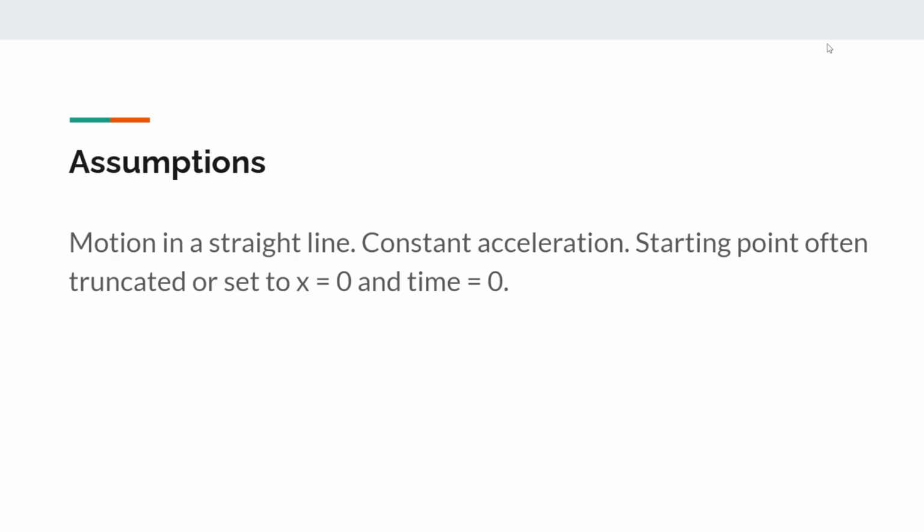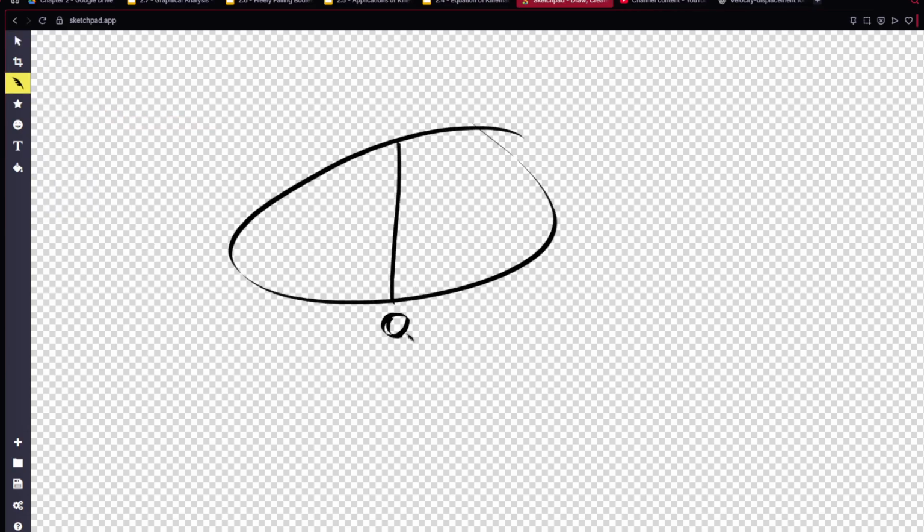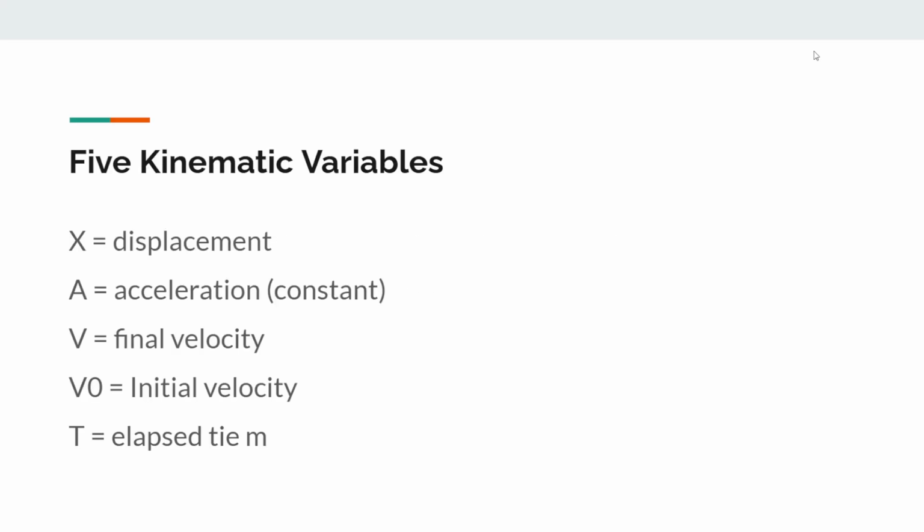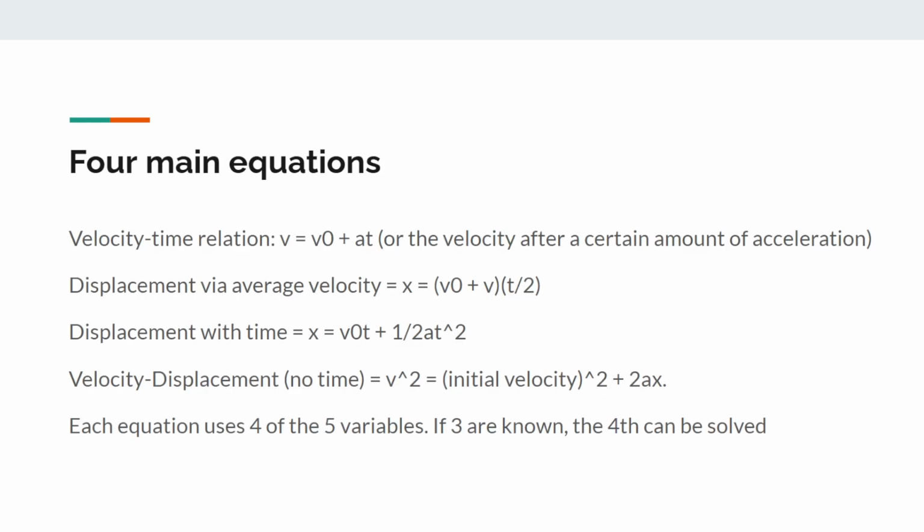So it's typically truncated or set to x equals 0, which is also displacement. So the position is also set to 0. So if you start on a racetrack halfway, we're not going to say you're halfway around the racetrack. We're going to set that at your starting point, or 0. So logic there, really quite easy, simple. Time 0 as well. 5 kinematic variables: x equals displacement, a equals acceleration, which is constant with these kinematic equations. I'm talking a little bit fast. v equals final velocity, or how fast you're traveling at the end. v0 equals initial velocity, t equals elapsed time.